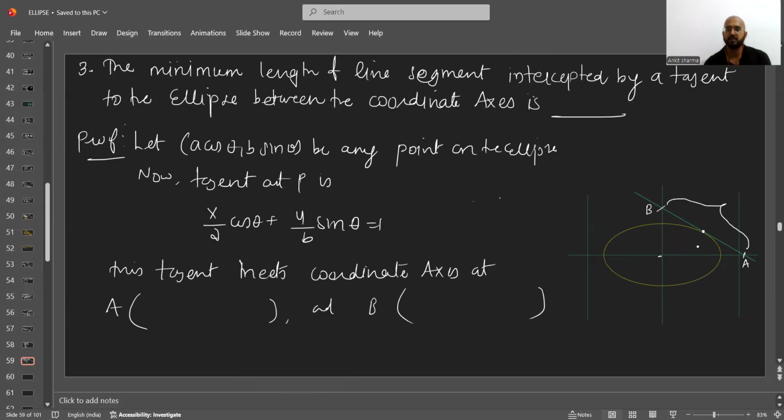So A point is basically where y is 0. So when y is 0, x is equal to a over cos theta, which we can write as a sec theta. And here at B, the x coordinate is 0. So when x is 0, I get y equal to b over sin theta, which is b cosec theta.